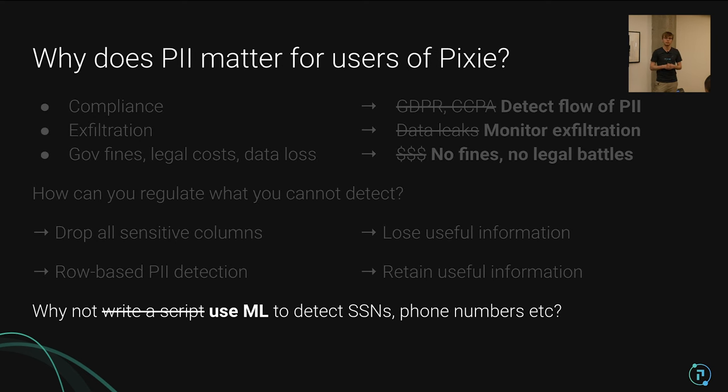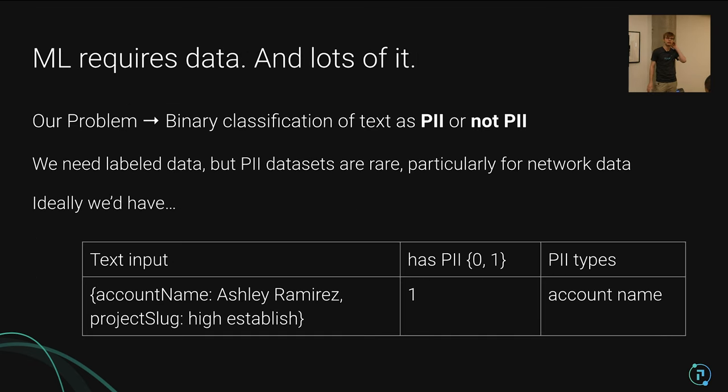By definition, ML is a way to avoid us having to manually write scripts and manually implement rules. But what does ML need? Well, ML needs a lot of data, a lot of labeled data specifically. So what's our problem here? Well, we've got some input data that's usually in text form, and we want to figure out whether it has PII or not. This is a binary classification problem. So ideally, we'd want something that looks like this. We have a text input with some fields, some data. We have a binary label of whether it's sensitive or not, and we have the types.